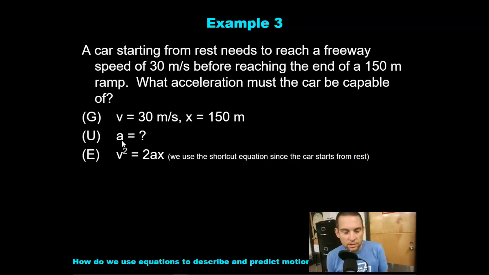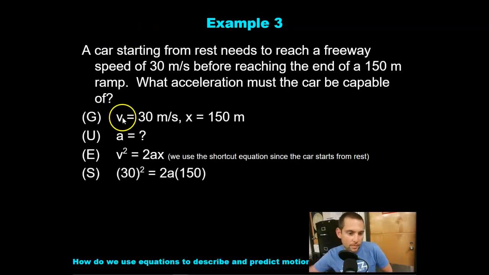The equation that we can use is the one without time, and we're using the shortcutted version of it, which really it's not a shortcut. It's still the final velocity squared equals the initial velocity squared plus 2a delta x, but the initial velocity is just 0. So 0 squared is 0. So we have final velocity squared equals 2ax, and then we're going to substitute in some numbers. 30 squared equals 2a times 150, and after doing some algebra magic, we get 3 meters per second squared.